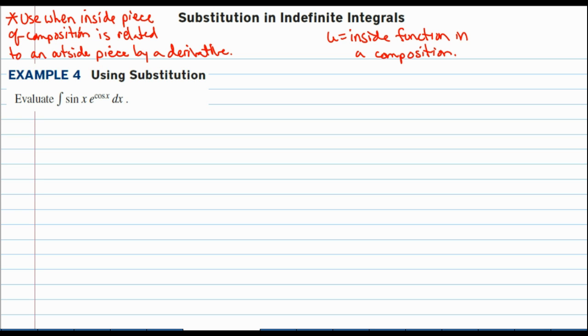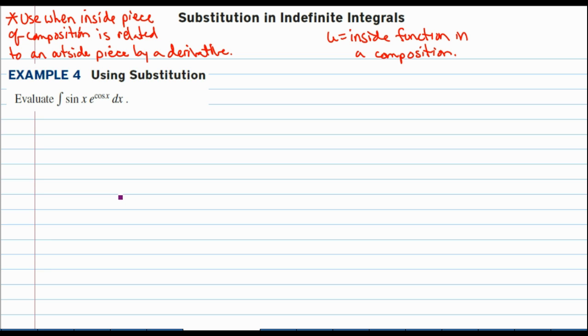Antidifferentiation using substitution is used when the inside piece of a composition function is related to an outside piece by a derivative. So in example 4 here, first of all, we have a composition function, e to the u. Cosine of x is inside e to the u. So there's your composition function. Now cosine of x and an outside piece, sine of x, are related by a derivative. So u substitution might work. That would be my first thing I would go to.